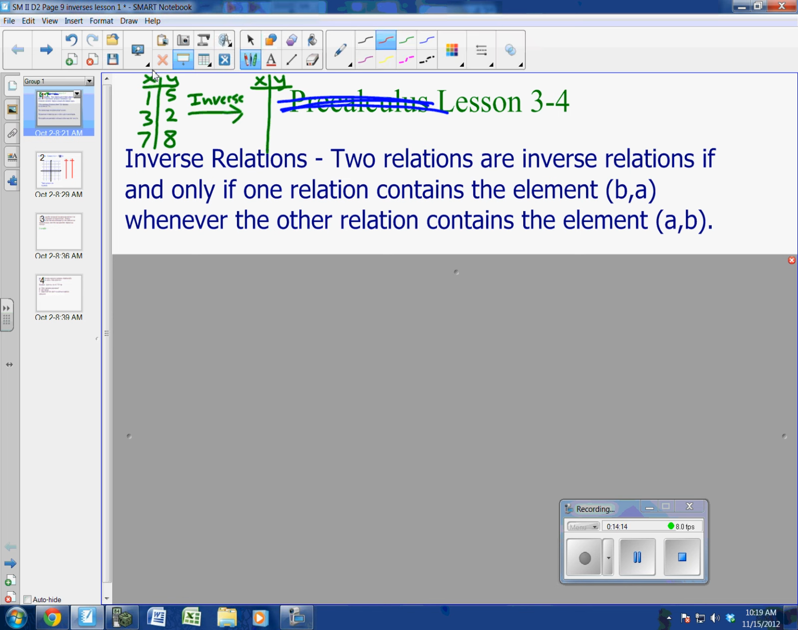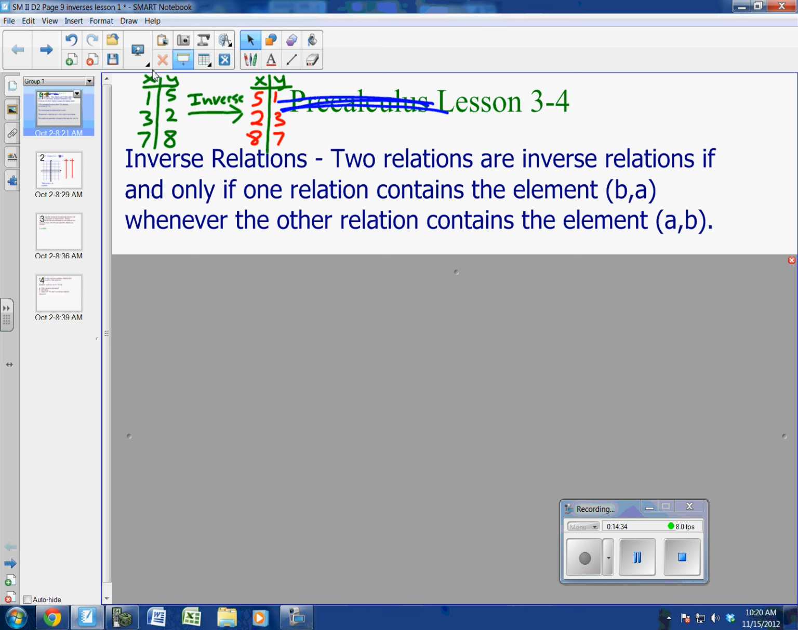And so instead of 1 comma 5, what is it going to be? 5 comma 1. Instead of 3 comma 2, it's going to be 2 comma 3. Instead of 7 comma 8, it's going to be 8 comma 7. That's what an inverse is. You switch the x and y coordinates.